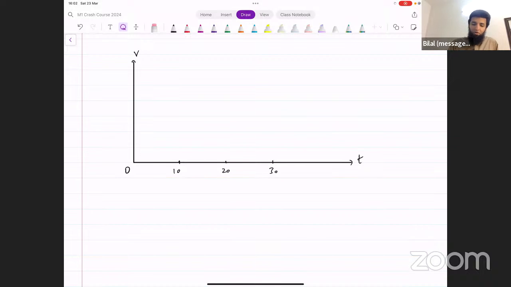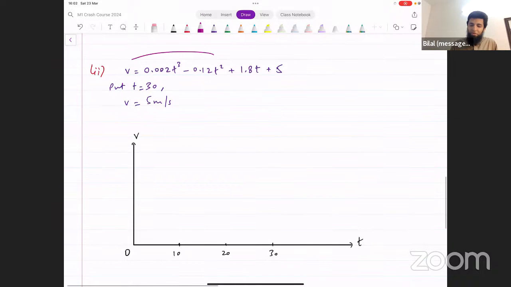Okay, so we know the velocity when time equals 0. What's the value of velocity when time equals 0? It's 5. So it's starting from 5 meters per second. Let's mark 5 somewhere. Let's say this is 5. So it's starting from this point. And we also have the velocity when time equals 30. That is also 5. This value is also 5.